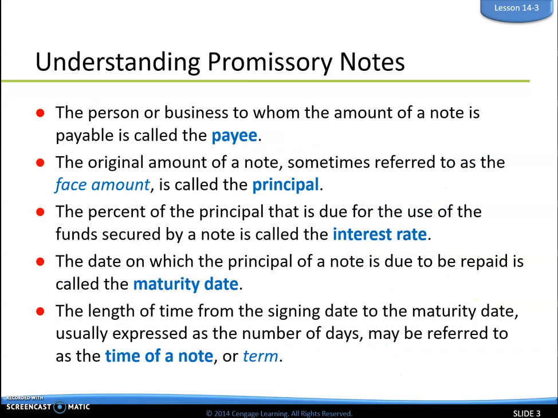More terms. A payee is the person or business to whom the amount of a note is payable. The principal is the original amount of a note, sometimes referred to as the face amount. Interest rate is the percent of the principal that is due for the use of the funds secured by a note. Maturity date is the date on which the principal of a note is due to be repaid. And then the time of the note, or the term, is the length of time from the signing date to the maturity date. It's usually expressed as a number of days.